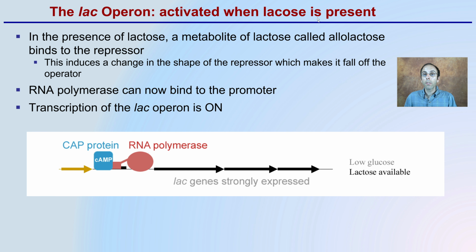Now the Lac Operon is activated when lactose is present. So in this case we have lactose being available and we have low amounts of glucose. In the presence of lactose, the metabolite of the lactose, called allolactose, binds to the repressor, and this induces a change in the shape of the repressor, making it fall off the operator. This now will expose the operator so that RNA polymerase can now bind to the promoter, and essentially these genes are turned on and these will be made. And it's important for the bacteria cell to make them because now lactose is available.